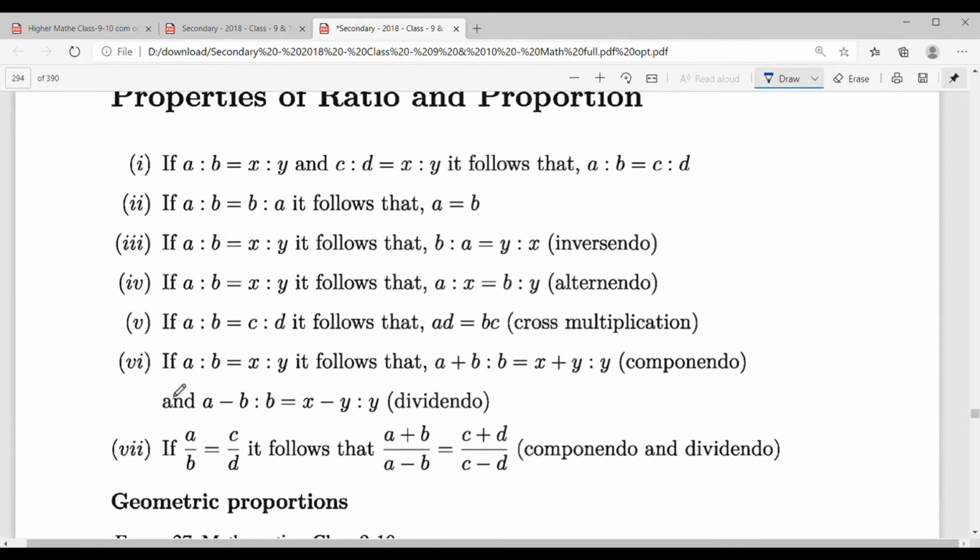Property 6: if A is to B is equal to X is to Y, it follows that A plus B is to B is equal to X plus Y is to Y. Componendo. And A minus B is to B is equal to X minus Y is to Y, dividendo. And property 7 is componendo dividendo.